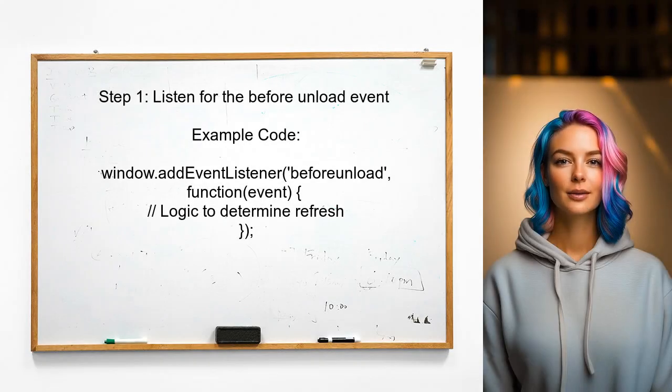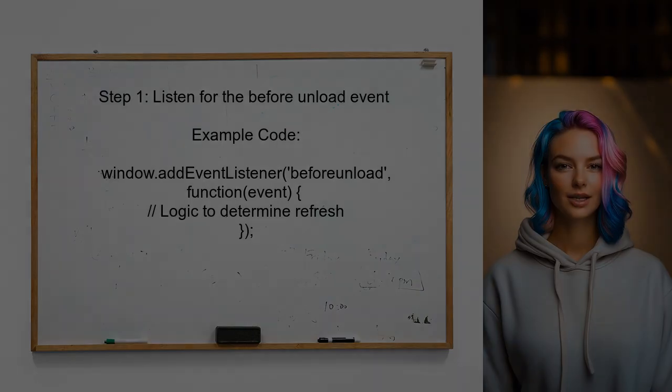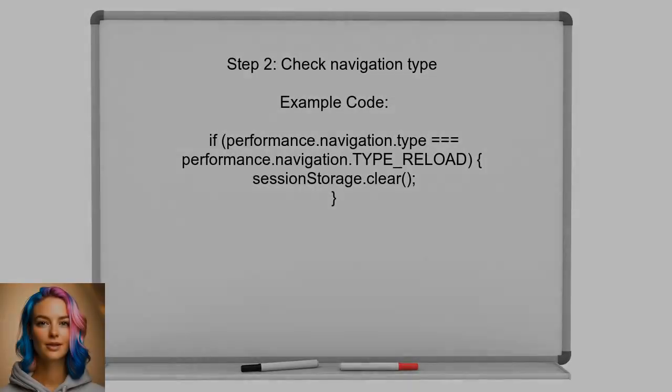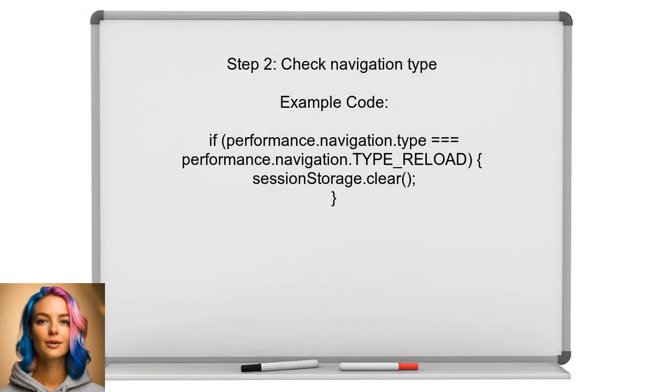To achieve the desired functionality, the user should first listen for the window beforeunload event. This event will help determine if the page is being refreshed. Next, the user should check if the navigation type is a reload. This can be done using the performance.navigation API. If it is a reload, the session storage can be cleared.